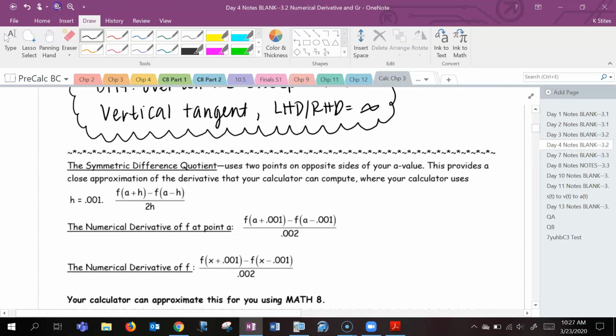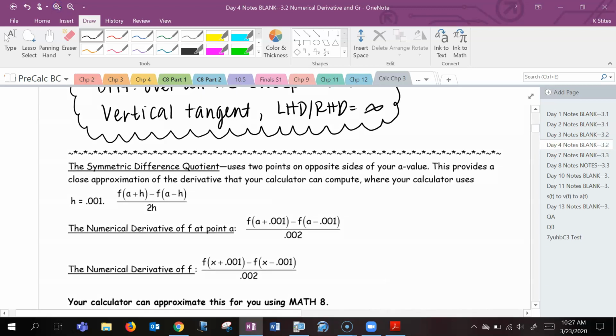All right, so next we're going to talk about something called the symmetric difference quotient. Basically, the symmetric difference quotient uses 2 points on opposite sides of your a value, and this provides a close approximation of the derivative that your calculator can compute. So your calculator, we know that h means elapsed time, and we can't plug in a 0 for elapsed time, so your calculator uses 0.001, which is really close to 0.